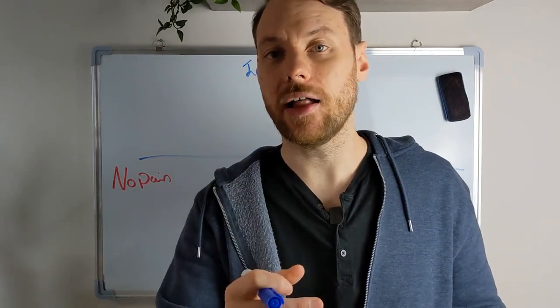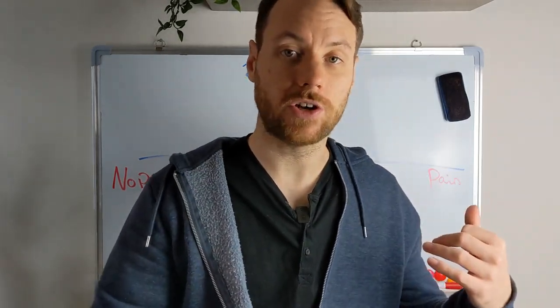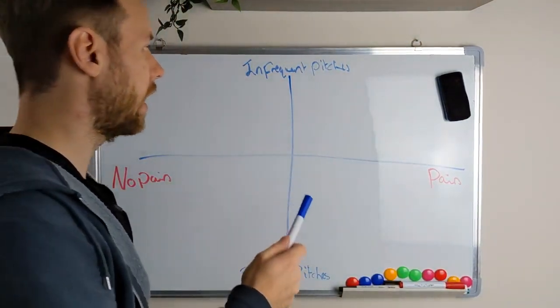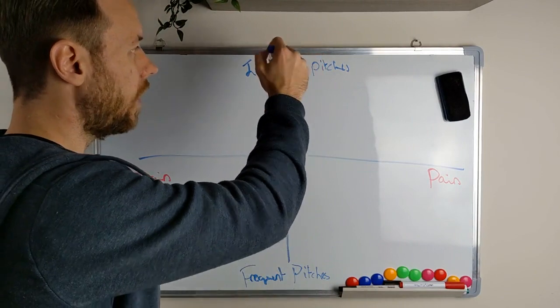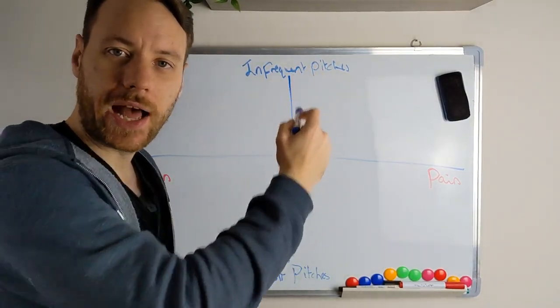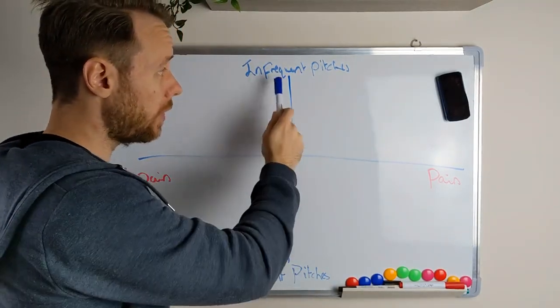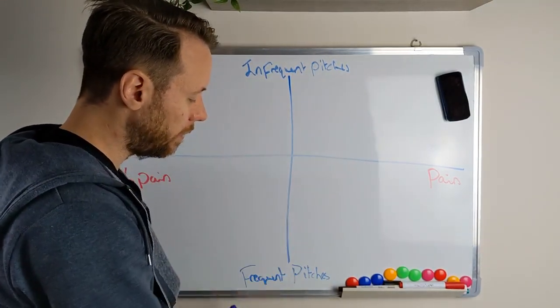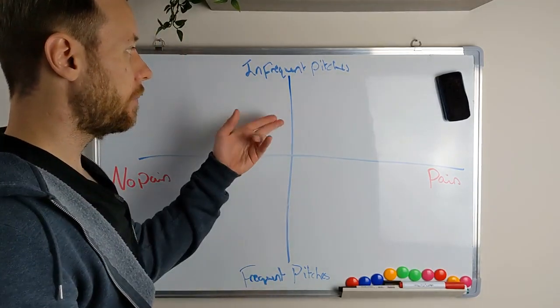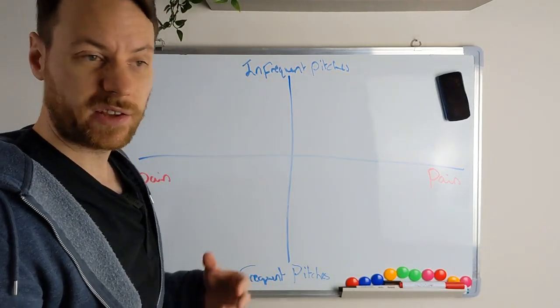So let me tell you a little bit about what this chart is and how it can help you. We've got two axes here. On the y-axis, we have how often the person has been pitched. At the top we've got infrequent pitches, and at the bottom we've got frequent pitches. If a person's at the top of this graph, they don't really get pitched.